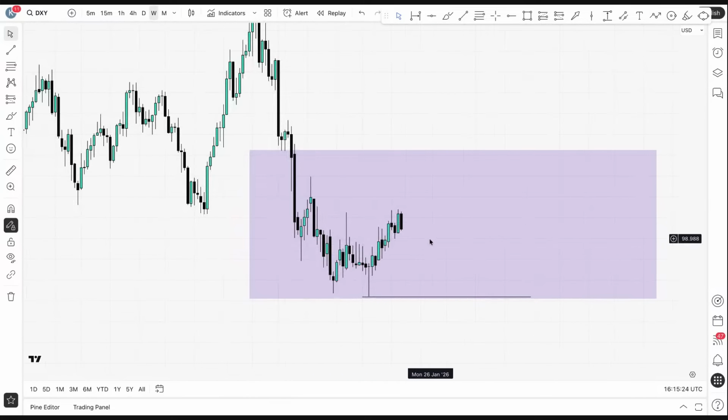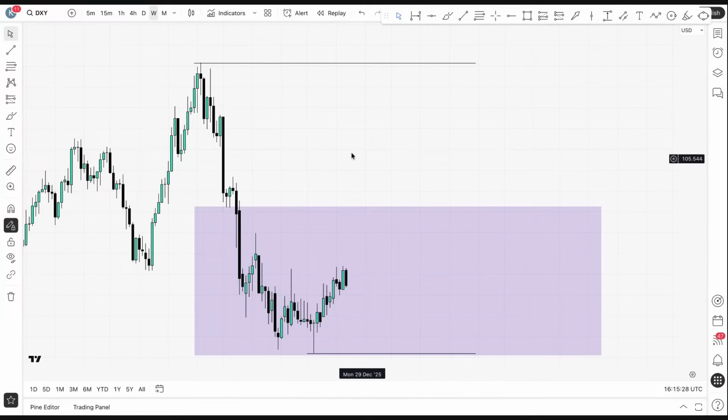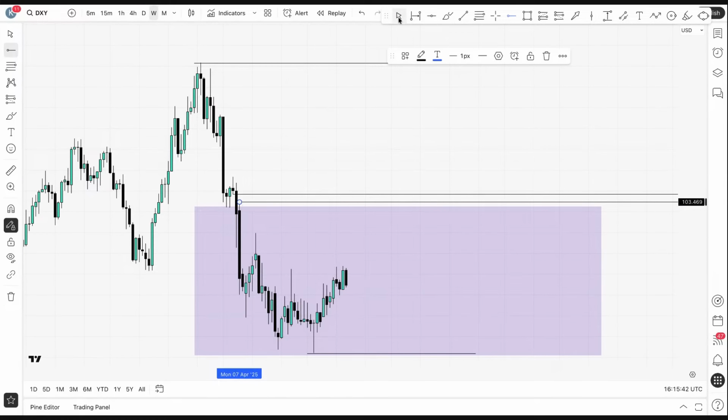Because the weekly is pushing up toward the premium area of the monthly bias. So everything is working in tandem to achieve one single goal. Now, you have this guy. You have a fair value gap here, which could be the nearest.